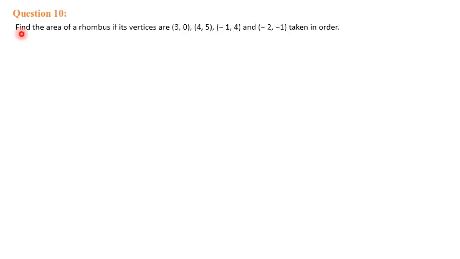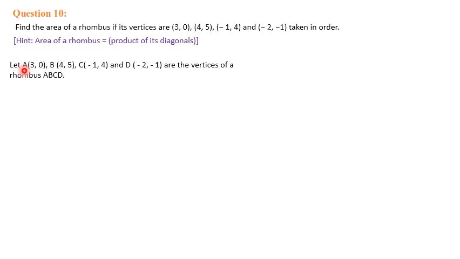Next we shall discuss the last question of this exercise. Find the area of a rhombus if its vertices are (3, 0), (4, 5), (minus 1, 4) and (minus 2, minus 1) taken in order. A hint is given to you: area of a rhombus is equal to half the product of its diagonals.